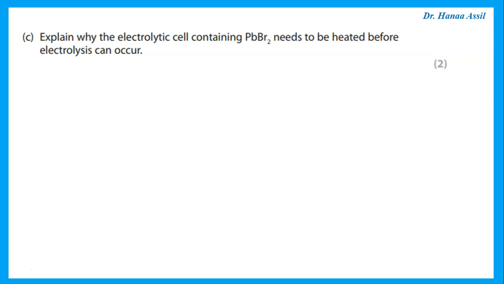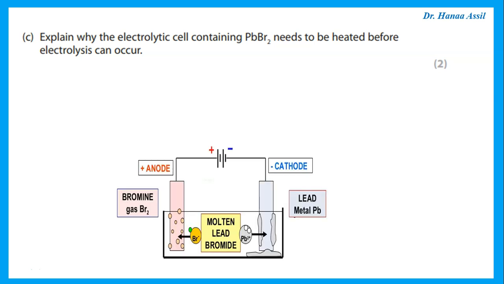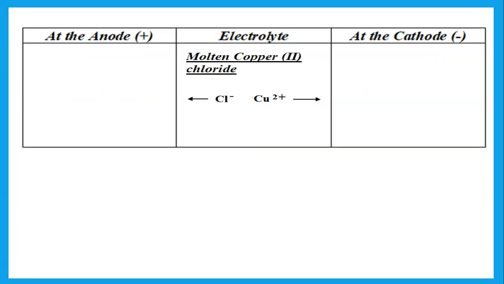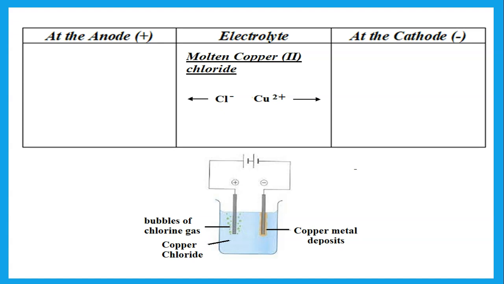So, if a question says, explain why the electrolytic cell containing lead bromide needs to be heated before electrolysis can occur, we said, if I have lead bromide as a solid, I have to heat it until it melts, because the lead bromide needs to have free moving ions to conduct electricity. So the lead bromide needs to be heated until it melts so that ions are free to move in order to conduct electricity.